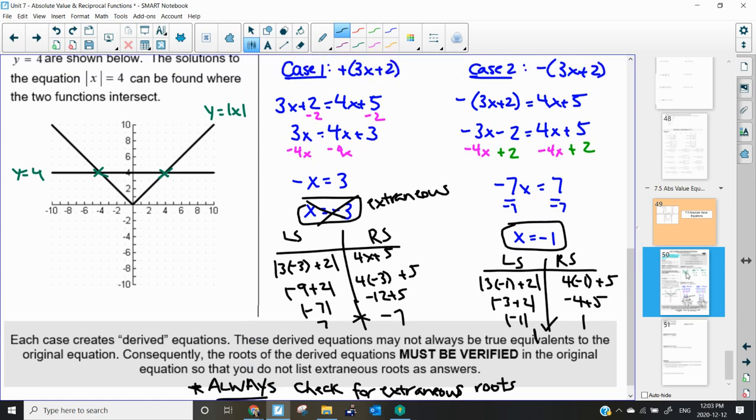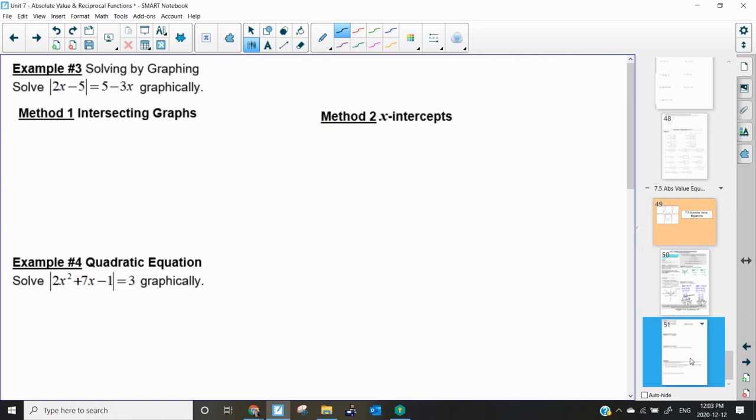All right, now taking a look at the next piece here, we're going to look at how to solve graphically. Now we talked about that a little bit in the notes, but now we're going to go through some examples. So when we're solving graphically, there are two different ways that we can go about doing this. One is to graph each equation separately, y1 and y2, and intersect them. The other one is to manipulate the equation, move everything to one side, and set it equal to 0.